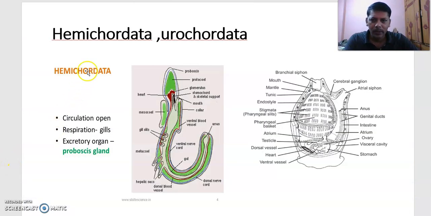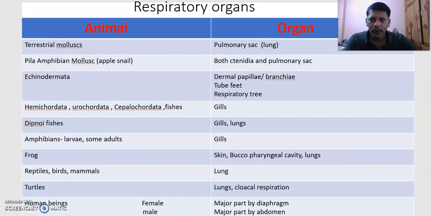You can observe here, this is the Hemichordata example. In hemichordates, respiration takes place through gills. Gills are present in hemichordates. After that one, Urochordata. In urochordates also you can observe here.